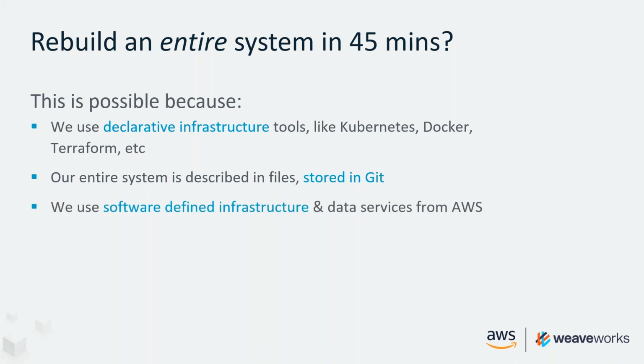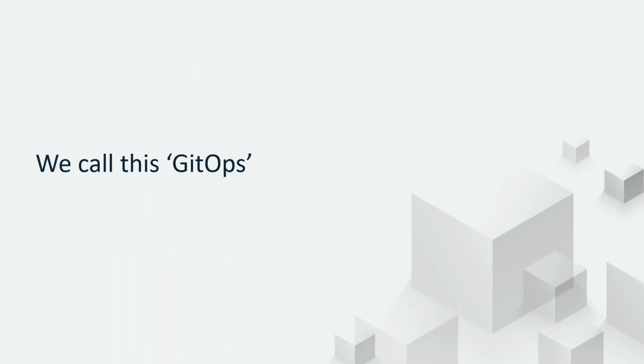And because we've automated everything, we can run the whole process without needing manual and thus error-prone intervention. We don't have to wait for humans to confirm that certain bits and pieces are running. We call this methodology GitOps.